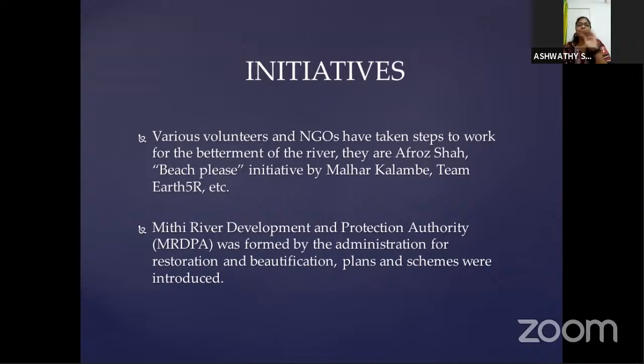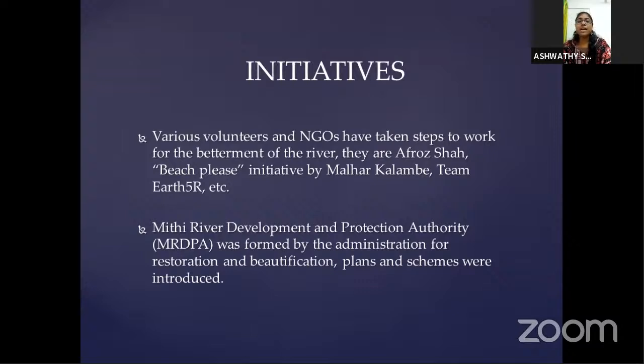Not only these volunteers, but the administration has also taken part to make the river better. When the 2005 floods occurred, looking at the loss caused to the city, the Mithi River Development and Protection Authority was formed to improve the conditions of the river. And 12 billion rupees was spent for the restoration and beautification of this river. But as you know, we can rarely see any changes in it.